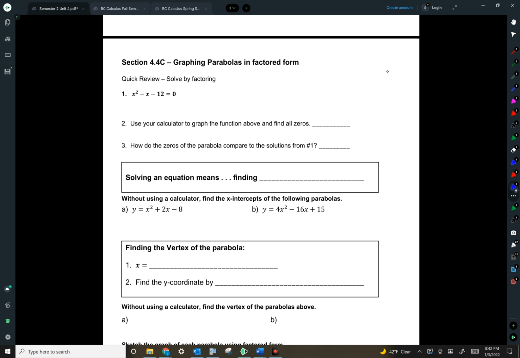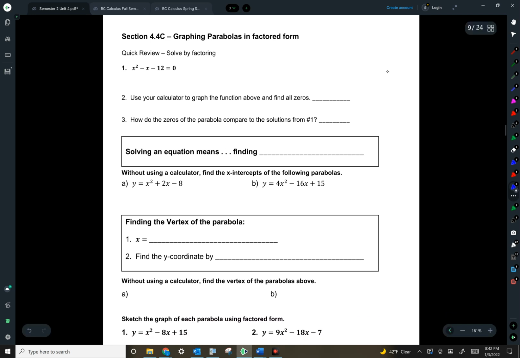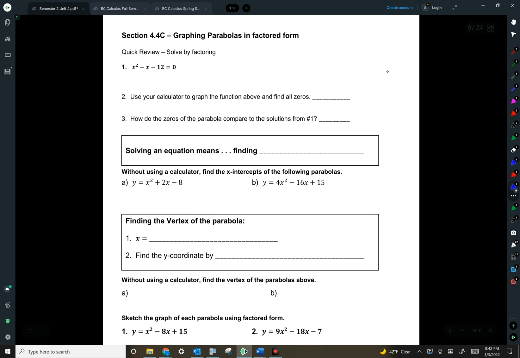Okay, this video is Algebra 2, section 4.4c, and it's all about graphing parabolas from the factored form of the equation. So far we've talked about graphing parabolas when they're in vertex form, taking the basic shape of the parabola, right there at the origin, and moving it to the left or the right or up or down and making it more narrow or wider.